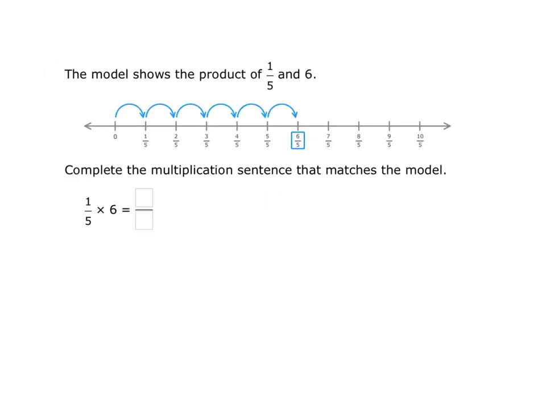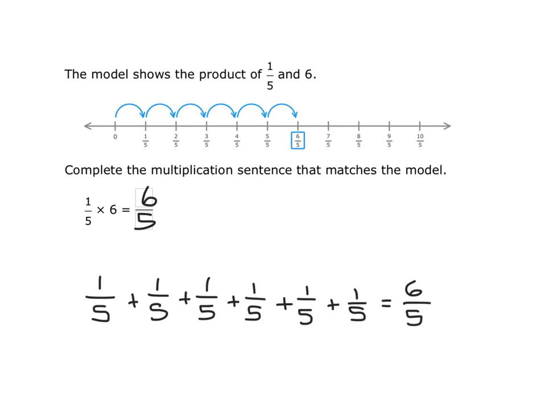Let's try one example here. In this, it says the model shows the product, that means multiplication, of 1/5 and 6. So I'm counting by 1/5 6 times, and I would land on 6/5. So 1/5 times 6 equals 6/5. So we know multiplication is simply repeated addition, so we are repeating 1/5 a total of 6 times. So we're taking this repeated addition sentence and changing it to a multiplication sentence, 1/5 times 6.